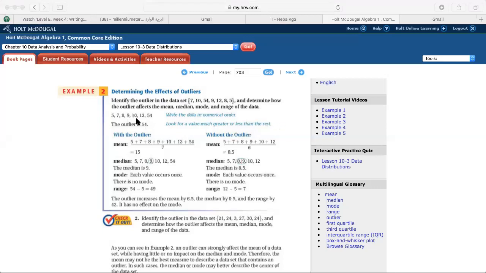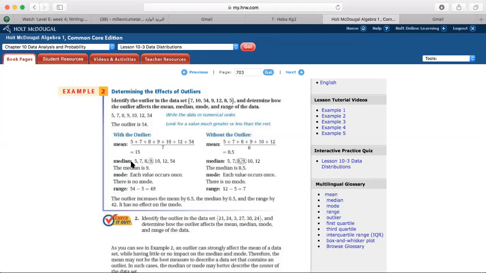Okay, girls? So I'm going to calculate the median, mean, mode, and range with the outlier and without the outlier. So first, here on the left, with the outlier: 5, 7, 8, 9, 10, 12, and 54. All my set is here. For the mean, over the number of values. I have 1, 2, 3, 4, 5, 6, 7 values. So I will write over 7. When I add all the numbers in the numerator and divide them by 7, it would be 15.